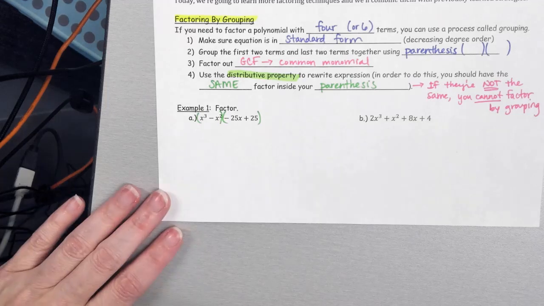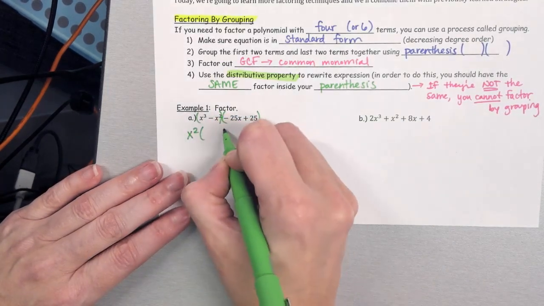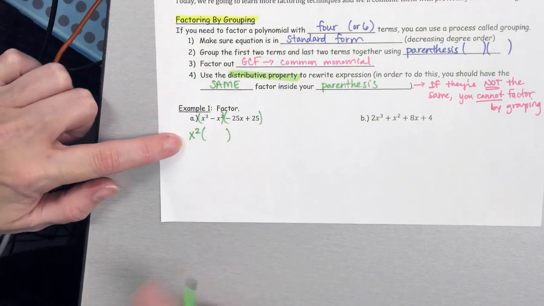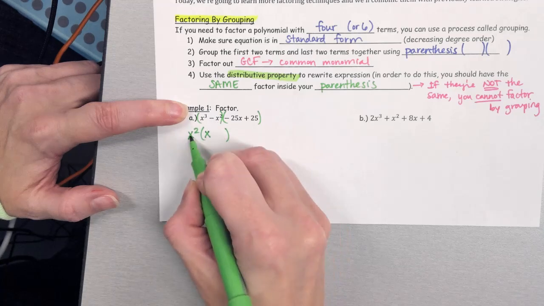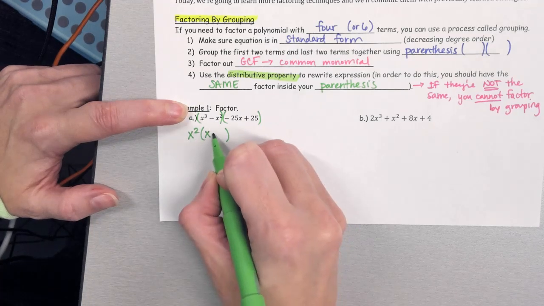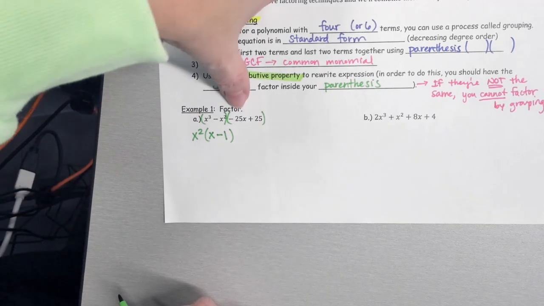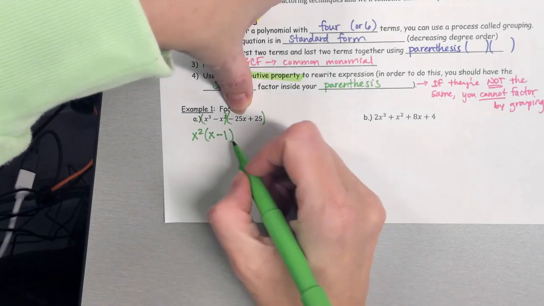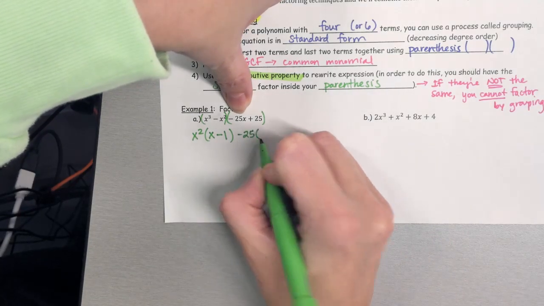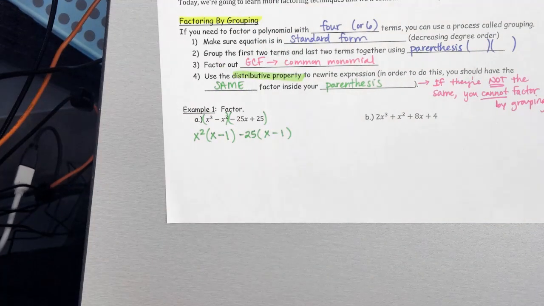Between x cubed and x squared, I can take out an x squared. If I take out an x squared, I'm dividing. So x cubed divided by x squared is x. Negative x squared divided by x squared is negative 1. Then, with this set, I have a negative 25x. I want this to be x minus 1, so I'm going to take out a negative 25 here so that I'm left with x minus 1.